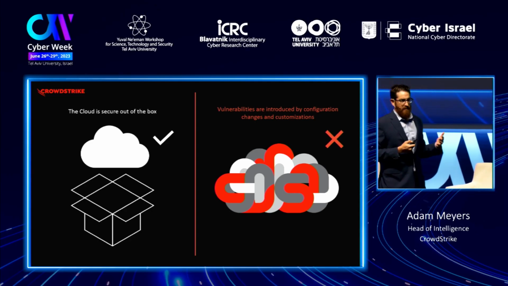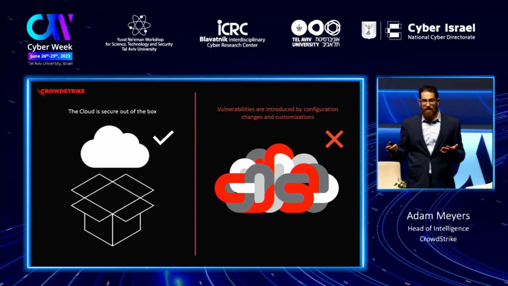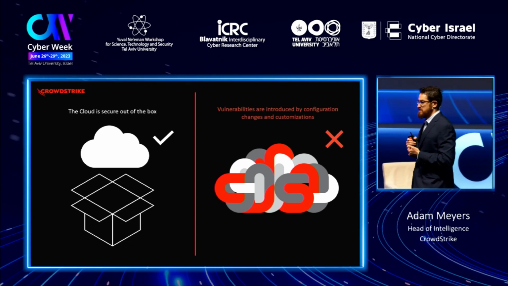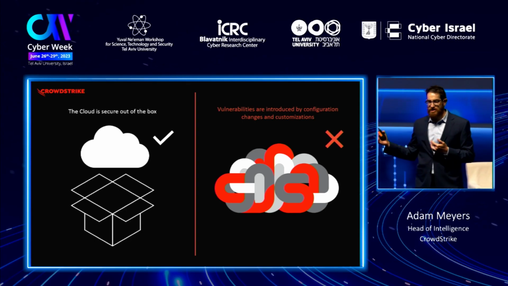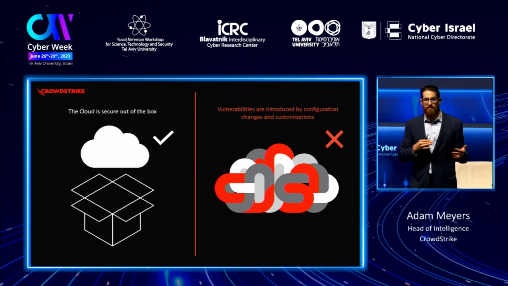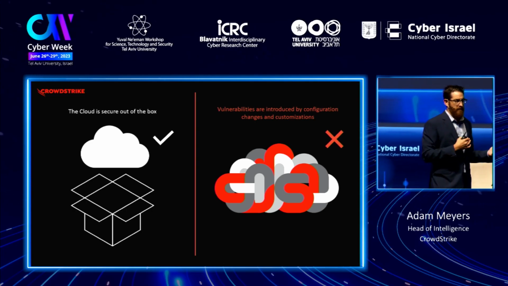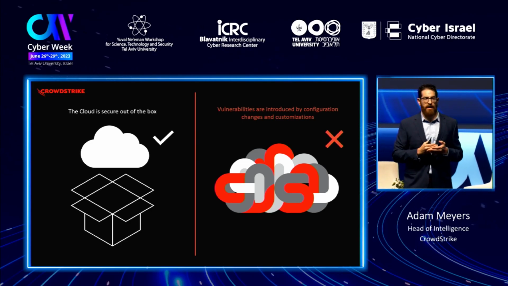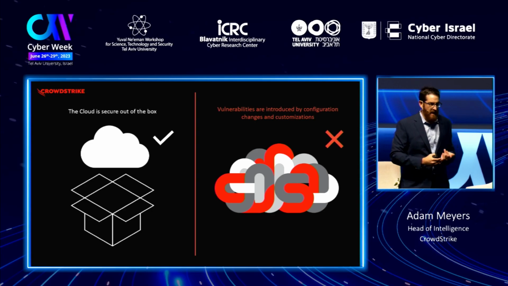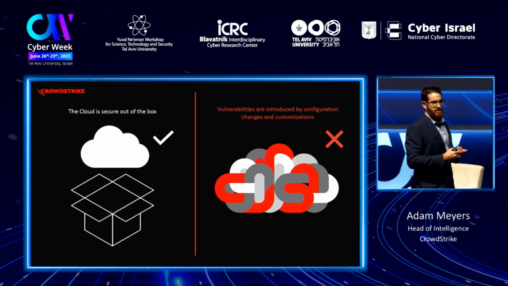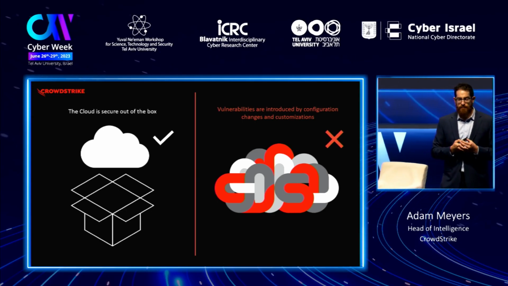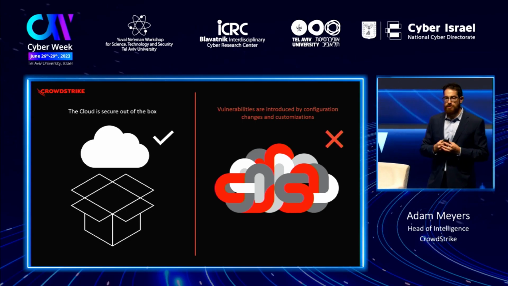So what a lot of people might think is, well, the cloud is a problem, the cloud is insecure. The cloud is secure out of the box. The problem is when we start to change it and modify it, we introduce all of these misconfigurations or vulnerabilities. And so we need to really start to think about employing things like CSPM, cloud workload protection, and cloud native application platform protection in order to protect these cloud environments.